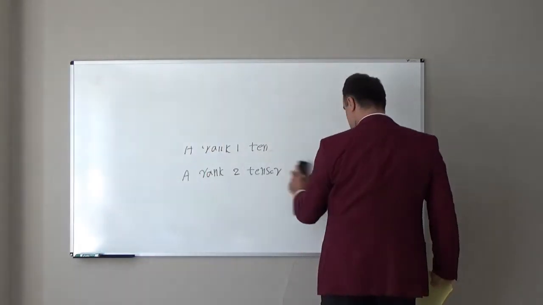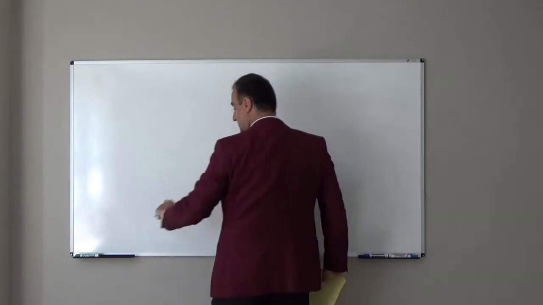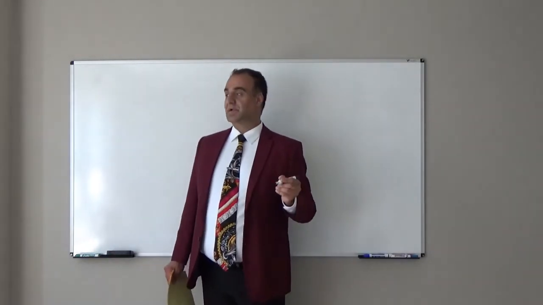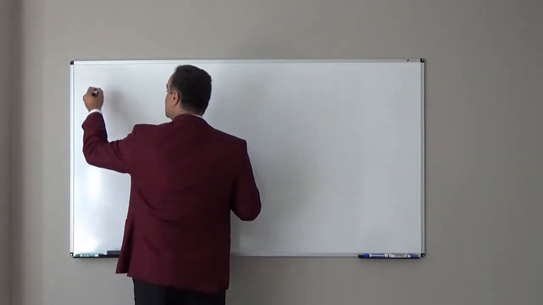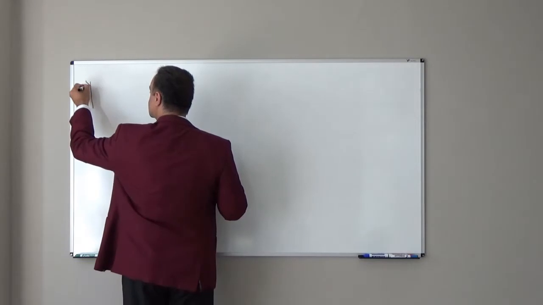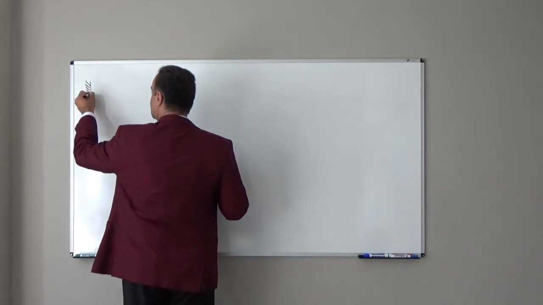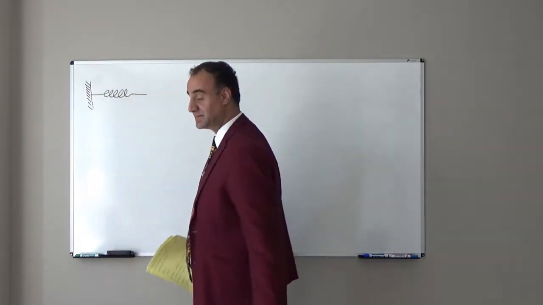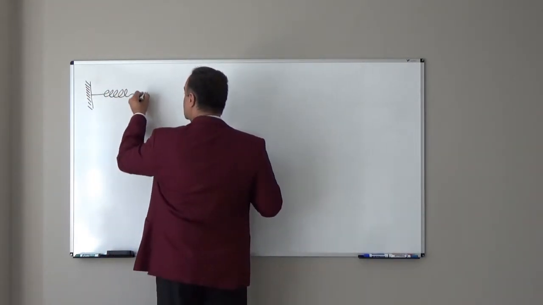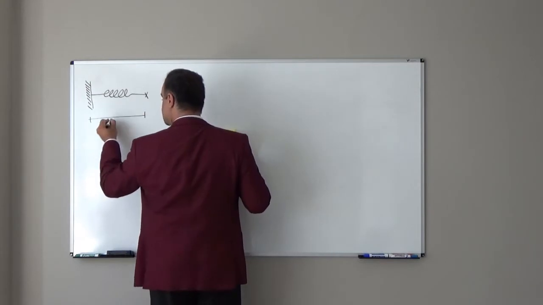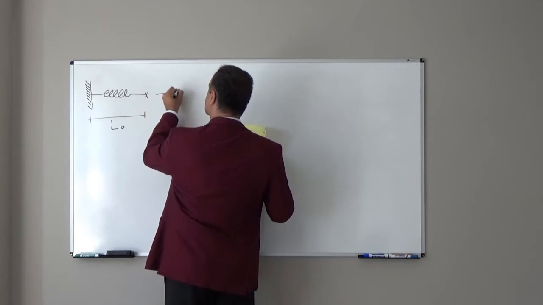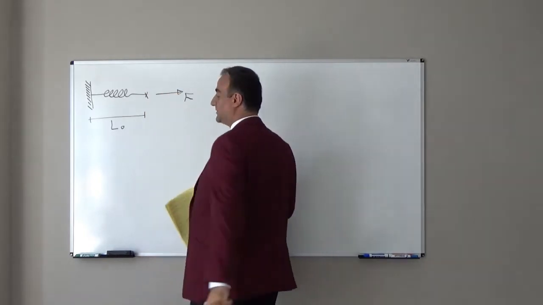Let's refresh your memory about one concept. I'm sure all of you have heard about that, you learned it in physics, but let's again refresh your memory. Assume we have one spring, a linear spring, something like this. This spring length, for example, is L0. I apply force here. If I apply force here, what will happen?